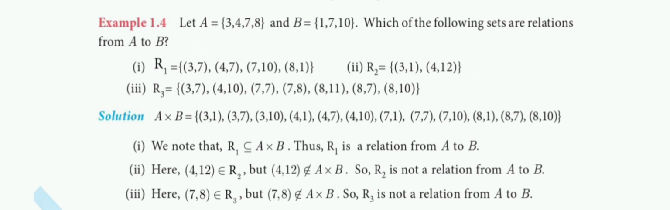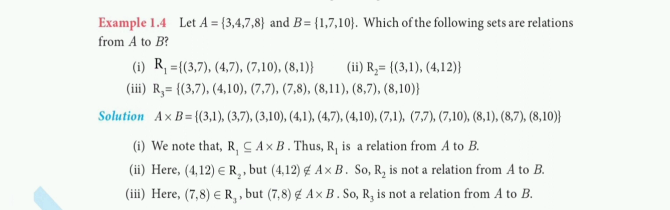Solution: A cross B. First we write A cross B. A cross B means the set of all ordered pairs whose first element is from A and second element is from B. So we're listing first the elements of A cross B, because the question actually has three parts, and the three relations are given. We have to check whether these three relations are from A to B or not.